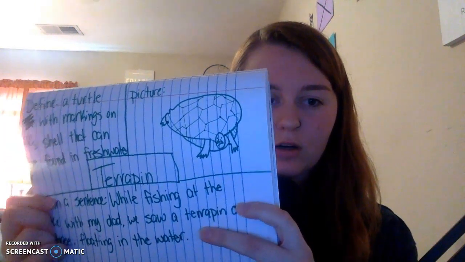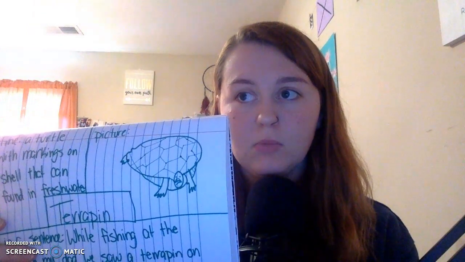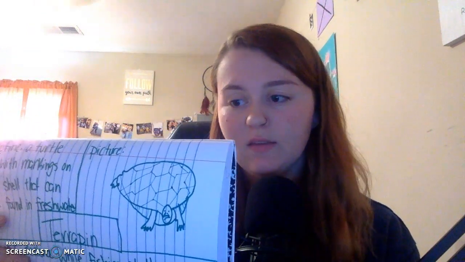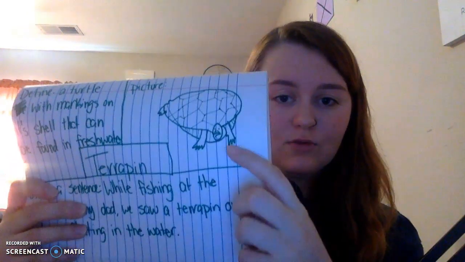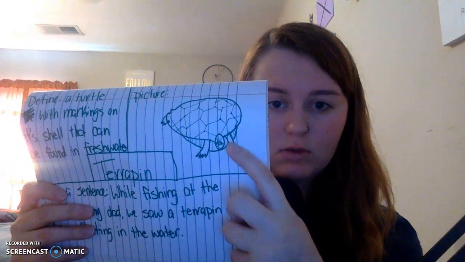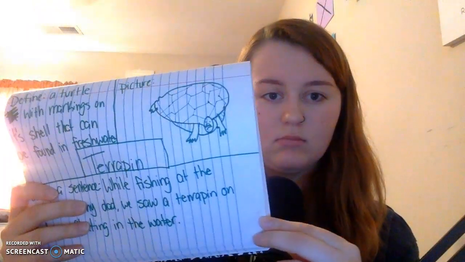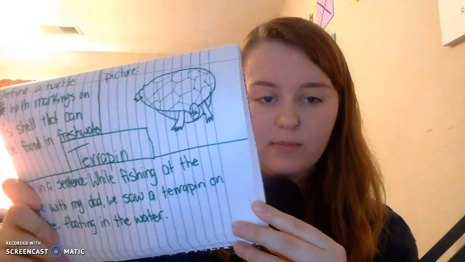So freshwater, think about freshwater. Is freshwater the ocean, or is it something like a pond or a lake? Freshwater, somewhere that does not have salt. So that would be marshes, ponds, lakes, rivers, creeks, things like that. So I used that to attempt to draw this turtle with markings on it. It's really, really, really bad, but just go with it, okay?